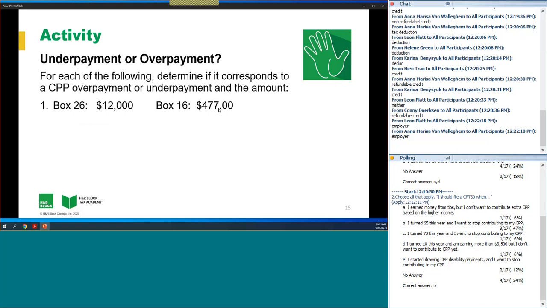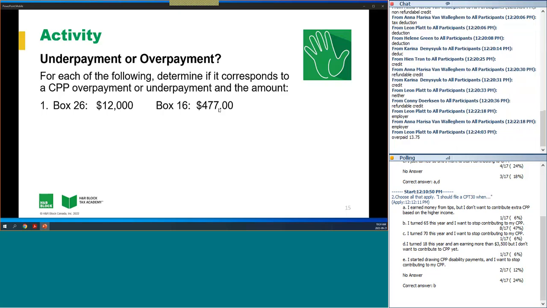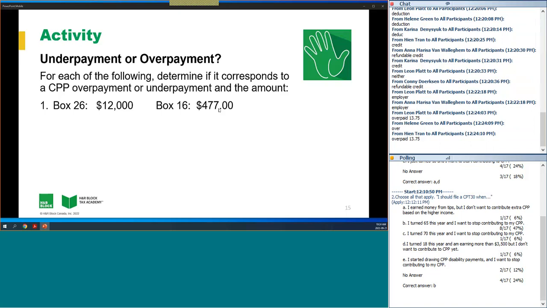So let's do the first one. With your calculator, you have a box 26. Box 26 is your pensionable earnings. That is the money that you can or you have to pay CPP on. Box 16 is what you actually paid. In this case, in the chat, I want you to tell me if it's an overpayment, an underpayment, and how much. Okay? Don't forget the basic exemption. Everyone forgets the basic exemption. I will say for this part of the course, the number one mistake I see is you forgot the basic exemption.